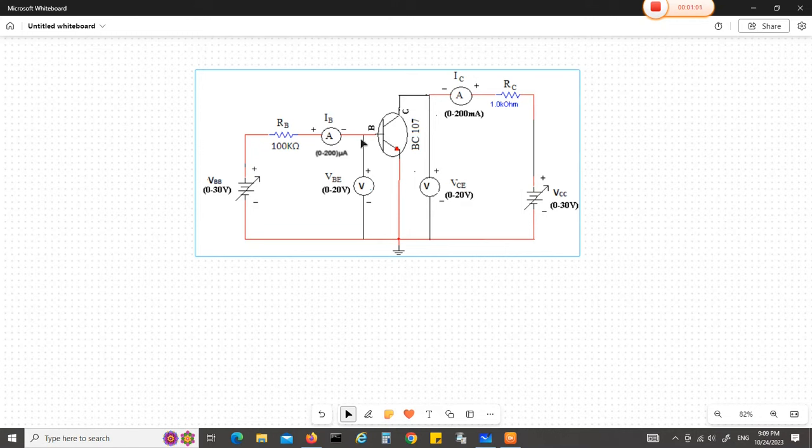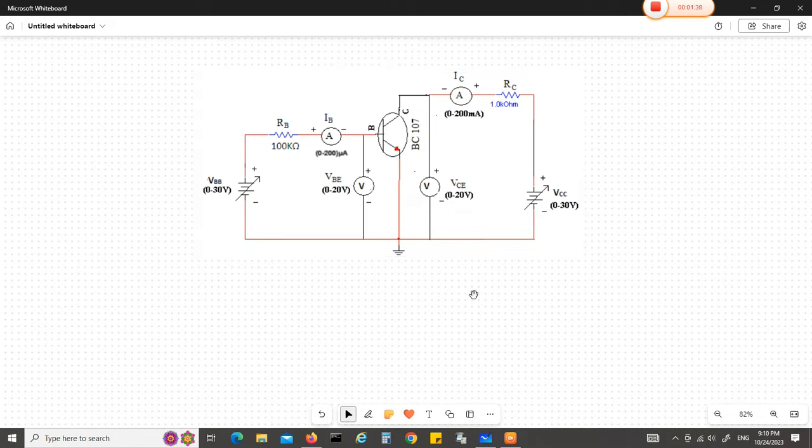We are measuring the voltage VBE between the base and the emitter, and the current through the base, IB. Here we are also measuring the voltage across the collector and the emitter, which we call VCE, and the current through the collector is IC. So the apparatus required are a voltmeter, an ammeter, two external power supplies, and two resistors, one of 1 kilo ohm and another of 100 kilo ohm.